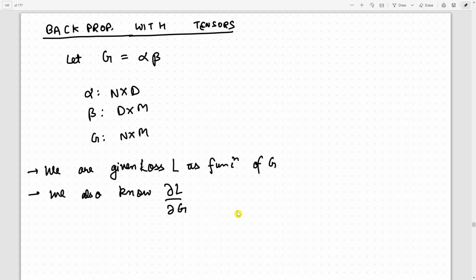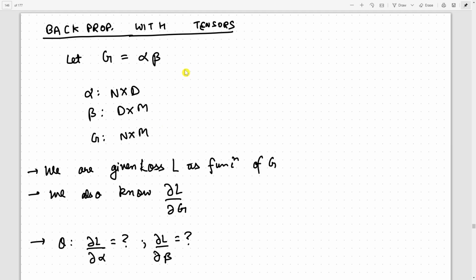And we are given the loss as a function of G. So, let's assume that we already know del L by del G. And just assume that L is a scalar. We know that since it's a loss, it's anyway a scalar. So, we know that the loss is a function of G. And what we want to calculate is the gradient of the loss with respect to alpha and the gradient of the loss with respect to beta.